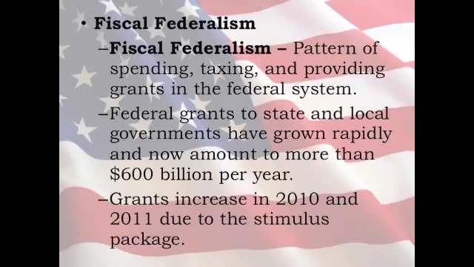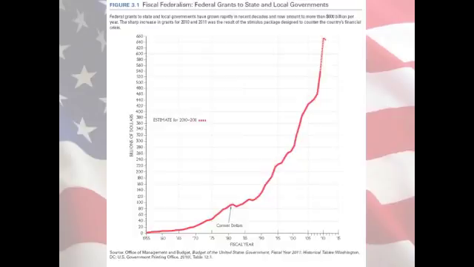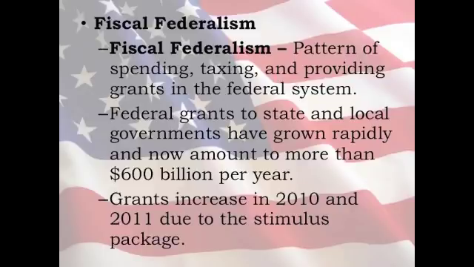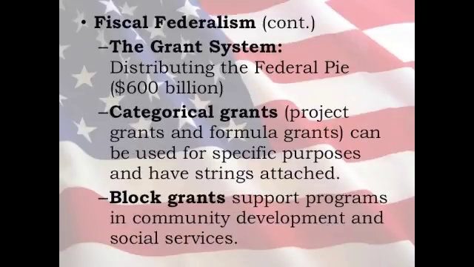Fiscal federalism involves the pattern of spending, taxing, and providing grants in the federal system. Grants and aid are the main instrument the national government uses to both aid and influence states and localities. Federal aid amounted to about $484 billion in 2010.